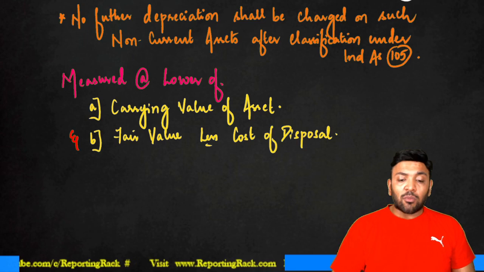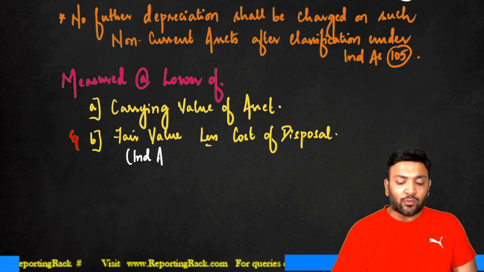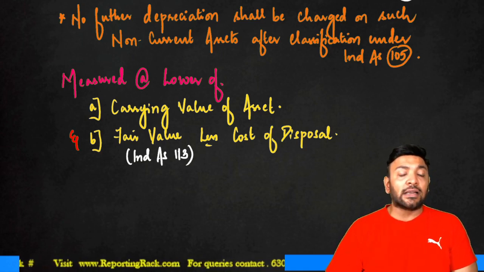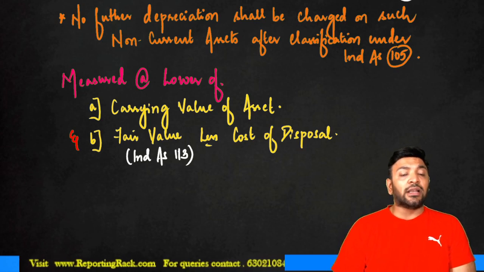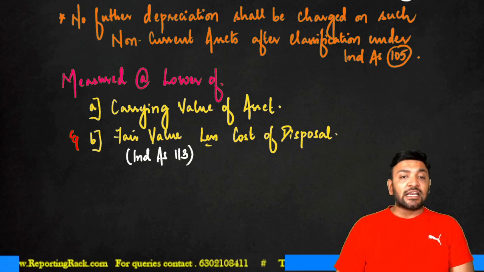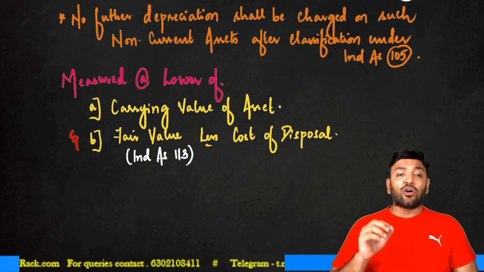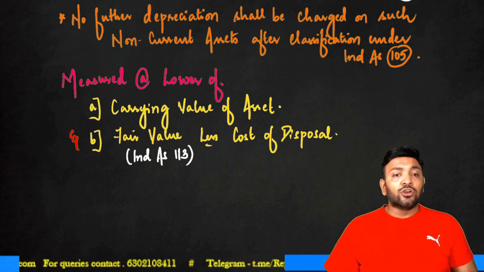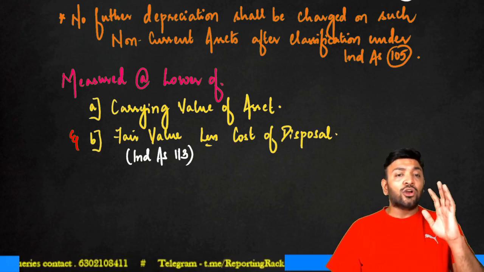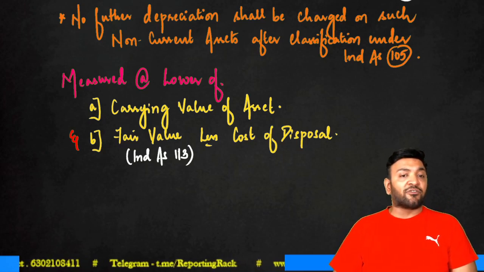Now, whenever I talk about this word fair value, immediately I have to bring in the standard IND AS 113. The fair value of any non-current asset has to be measured as per IND AS 113, which talks about fair value measurement. The framework laid under IND AS 113 becomes the primary basis on which we measure fair value. So fair value less cost of disposal or carrying value of the asset, whichever is lower, should be the basis on which I measure the asset as per IND AS 105.